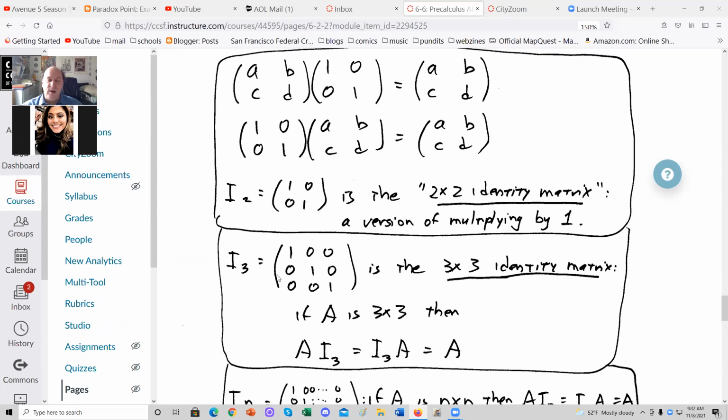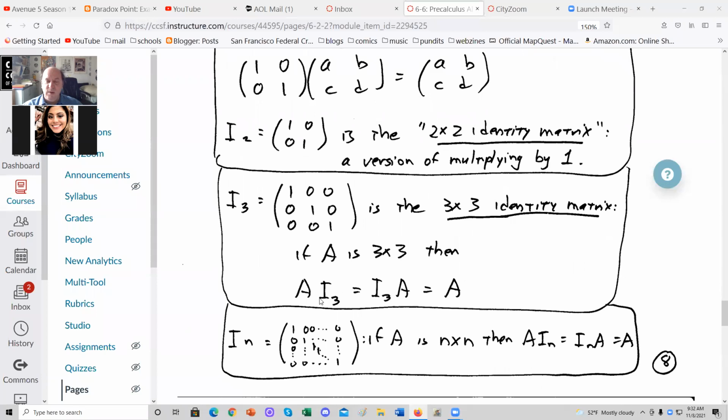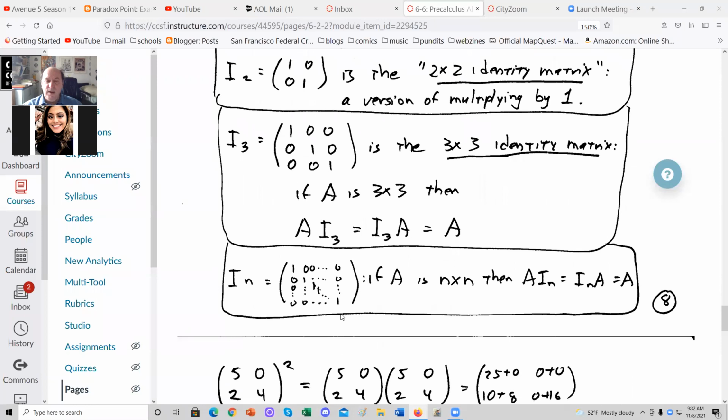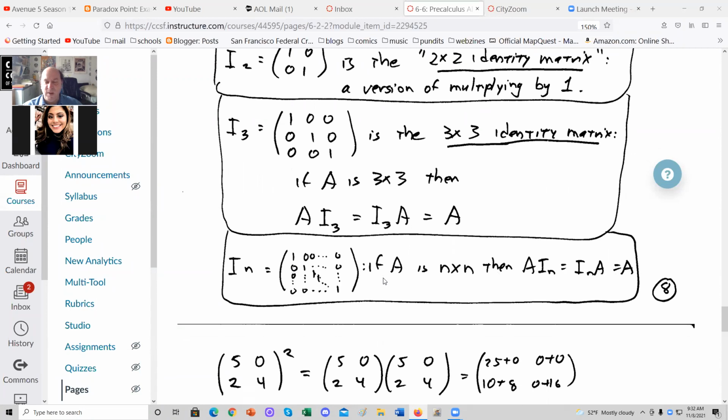Here's I3, [1, 0, 0; 0, 1, 0; 0, 0, 1]. It's the 3 by 3 identity matrix. If A is 3 by 3, then A times I3 equals I3 times A equals A. And In is an n by n matrix with ones down the diagonal and zeros everywhere else. If A is n by n, then A times In equals In times A equals A. So we have the matrix equivalent of multiplying by 1 in all n by n matrices.